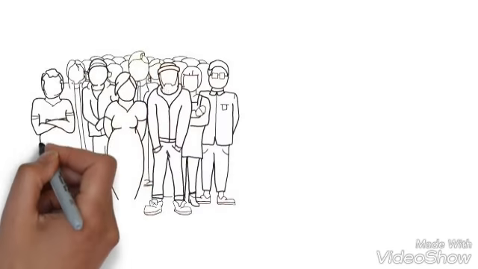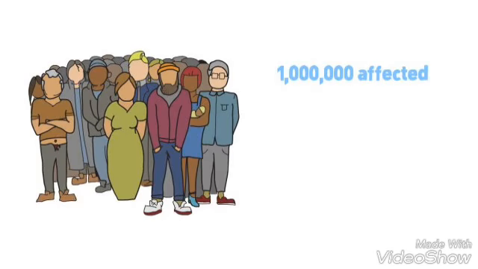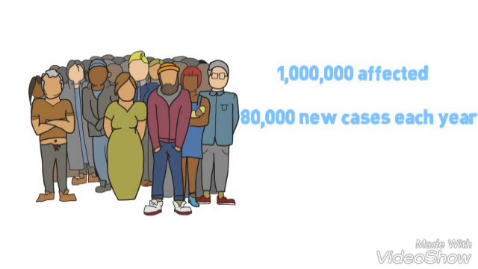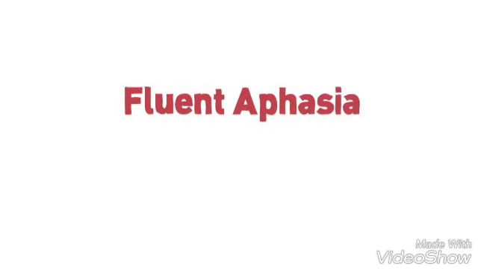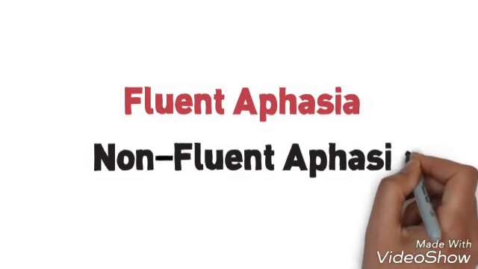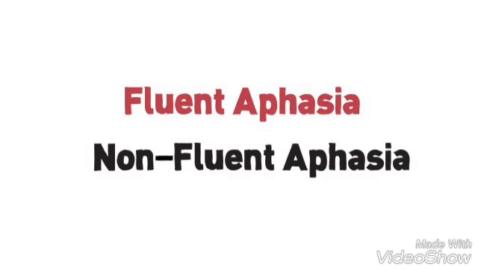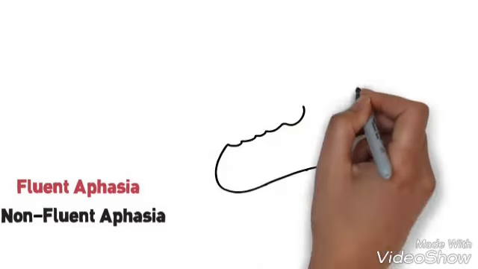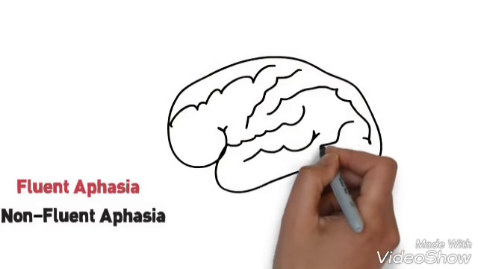Aphasia is a language disorder that currently affects over 1 million people, with 80,000 cases added per year. The term aphasia literally means without language, and it comes in two forms, fluent aphasia and non-fluent aphasia. So what's the difference? It's all about the brain. Aphasias occur in the language center of the brain. That's in the left hemisphere.